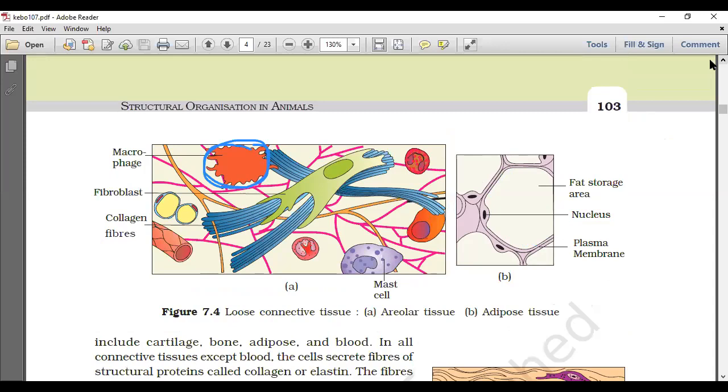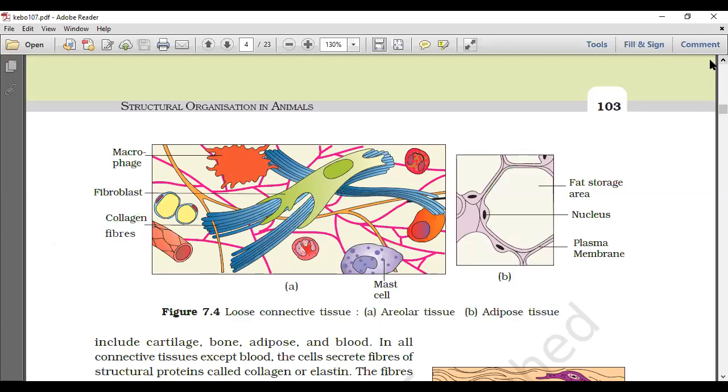These are the fibroblast cells, which are secreting fibers. This is the fibroblast cell that is secreting fibers. This is the adipocyte. How do we recognize an adipocyte? By its single large oil droplet. And these are the mast cells. Mast cells, macrophages, and fibroblasts need to be recognized in the diagram.